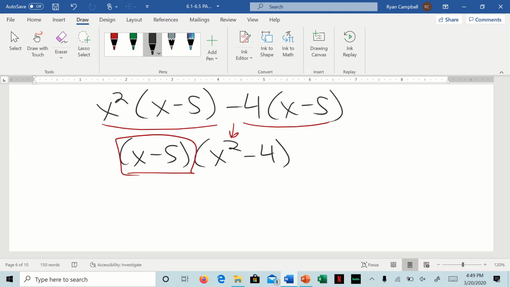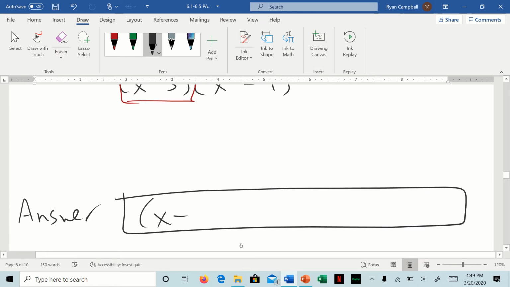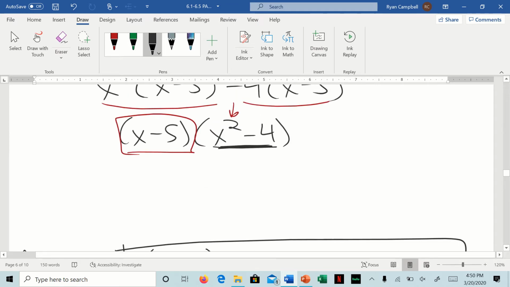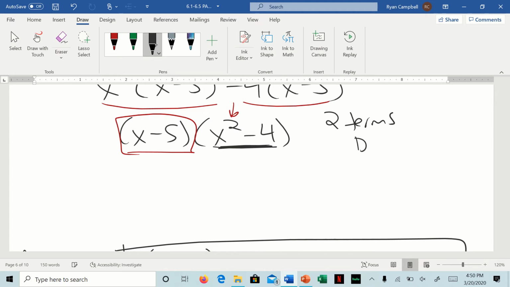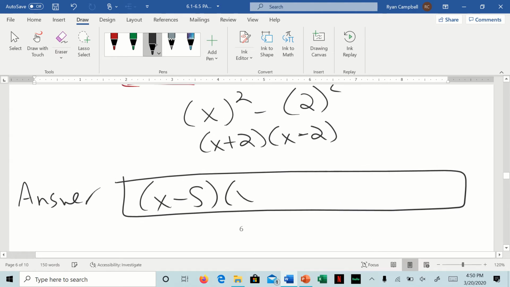However, this x minus 5 is as simplified as it goes, right? That's linear. So now we've got to check this x squared minus 4. It's 2 terms. 2 terms tells us the difference of squares or difference of cubes. And since this is a square, it will be difference of squares. So what's being squared? You see it's x and 2. So we get x plus 2, x minus 2. And that's it. So our final answer will be x minus 5, x plus 2, x minus 2.